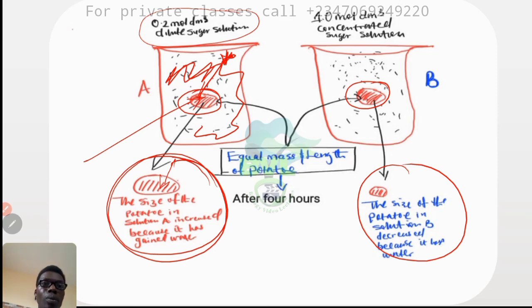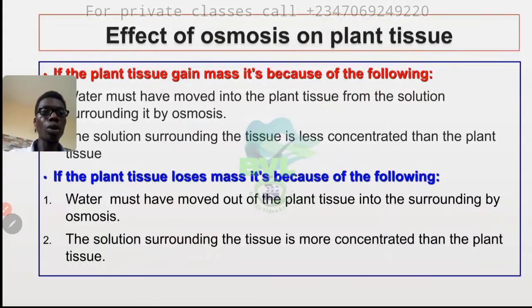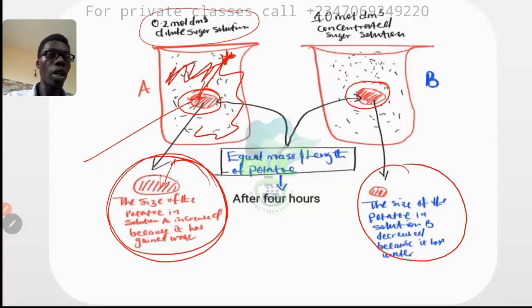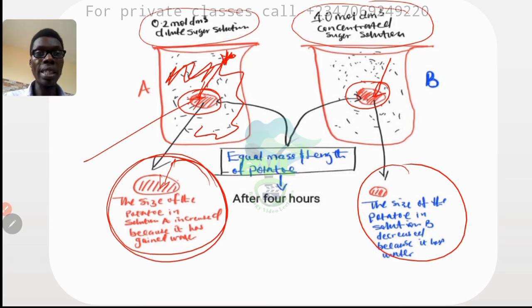Now let's see what happens next. If the plant tissue loses water, it's because of the following. If it has become smaller, water must have moved out of the plant tissue into the surrounding solution. Why would that happen? The solution surrounding the tissue is more concentrated than the plant tissue. So let's see. Can you see what happened here? 1 mole per dm cube of concentrated sugar solution is what is surrounding this potato. That means it is more concentrated than the plant tissue, so it has no choice than to lose water. Water will move out, move out, move out. It says here, the size of the potato in B decreased because it has lost water.